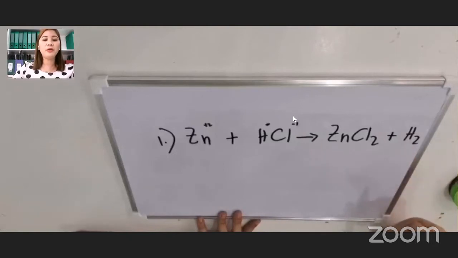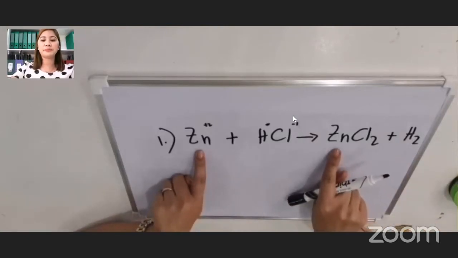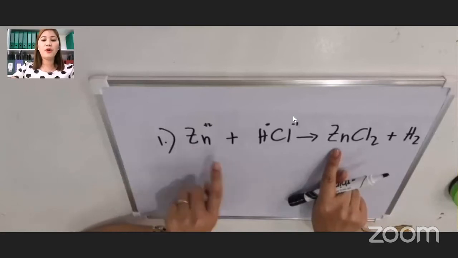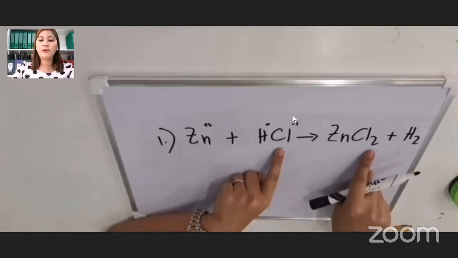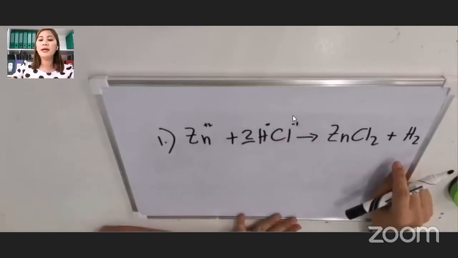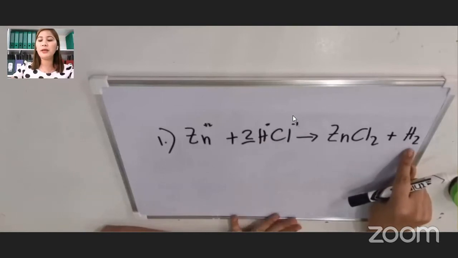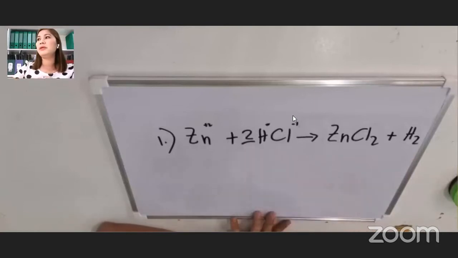Now, let's try to look whether our equation is balanced. Now, in the reactant side, you have here 1 for zinc, 1 for zinc, balance. For chloride, you have here 1 for chlorine, and then 2 for chloride in the product side. So we are going to put here 2 para balance sila. So how about hydrogen? In the product side, it has 2. And in the reactant side, it has also 2. So if you're going to check the equation now is balanced.